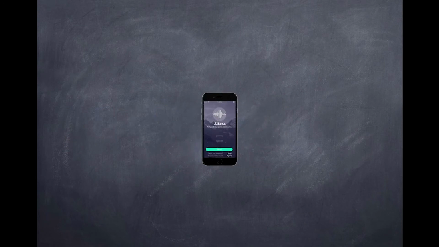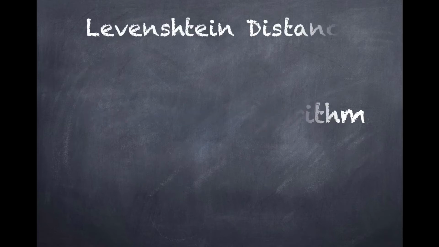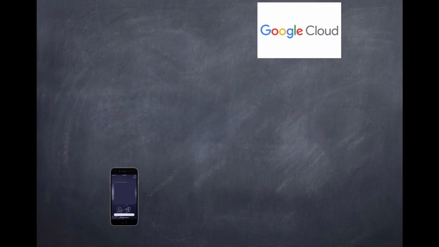Having solved this problem, next we have to design an evaluation algorithm to let our application say whether the user's pronunciation is good or not. So we introduced the definition of Levenshtein distance. This means the number of operations when transforming one string into another. So in general, our algorithm works like this.